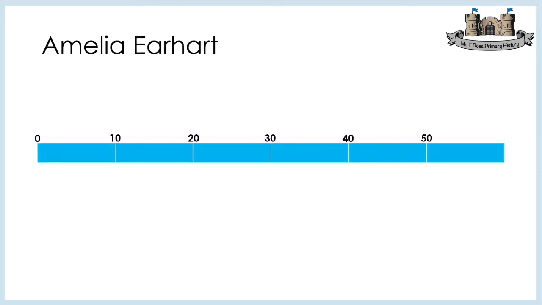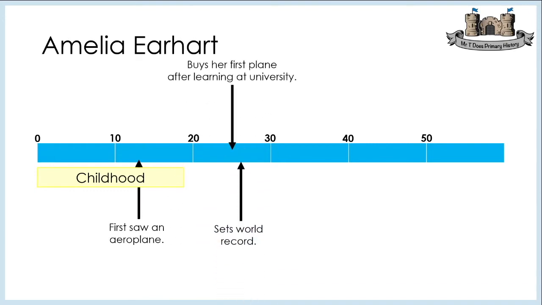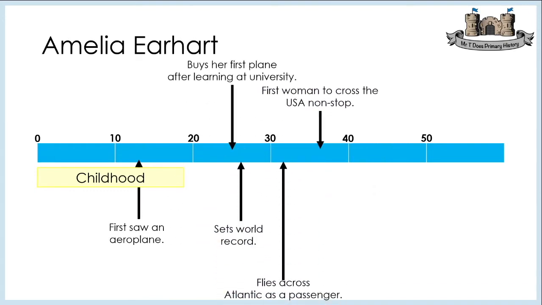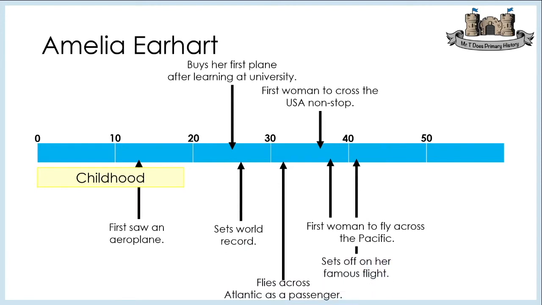Here's a slightly more sophisticated example for Key Stage 1. This is the internal narrative of Amelia Earhart's life. You'll notice that this time it has a scale on it. More on scaling in the next episode. What I'm doing is I'm just adding on references that I will use as part of my teaching sequence that relate to her lifetime.